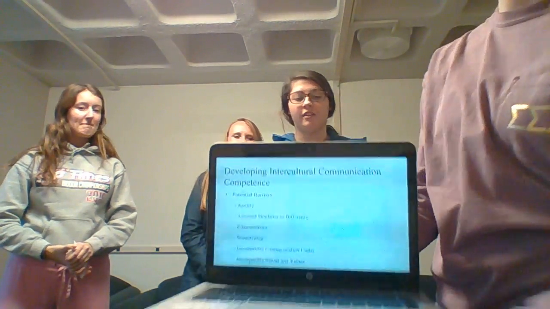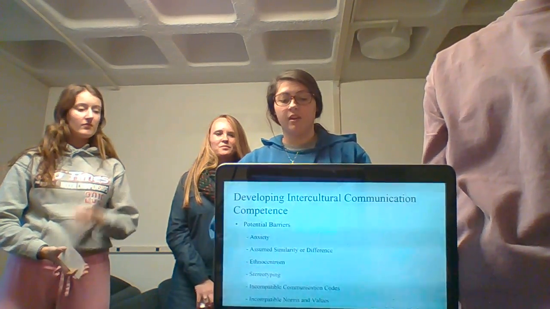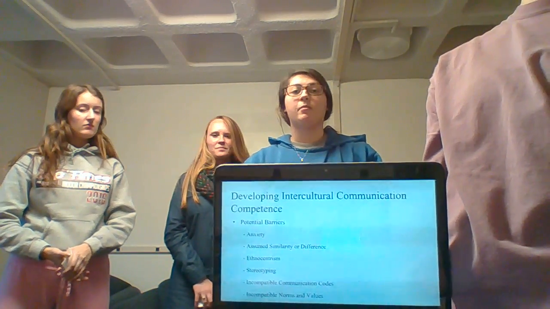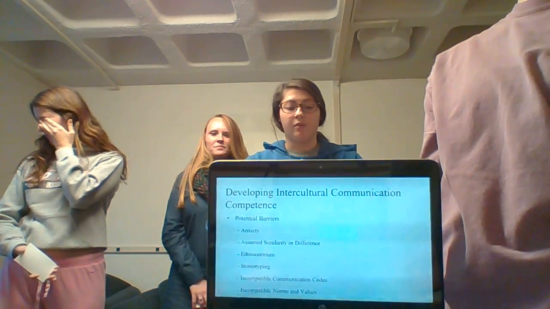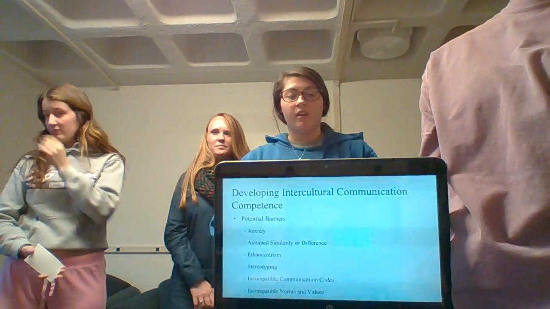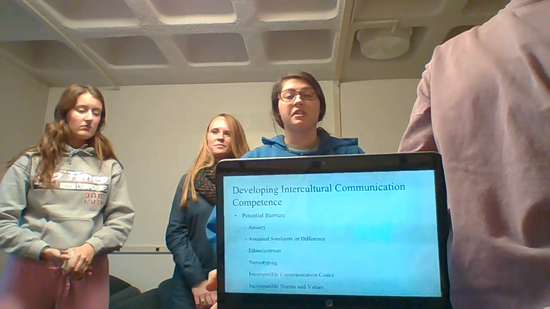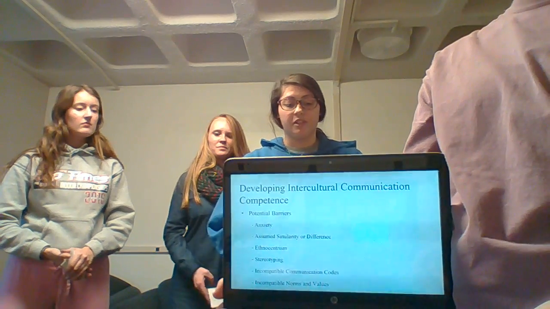The fourth section in this chapter was on developing intercultural communication competence. The first topic I'm going to talk about are the 6 potential barriers that most people come across when first interacting with someone of another culture. The first is anxiety. This is where someone feels discomfort, fear, or distrust of another person of a different culture.